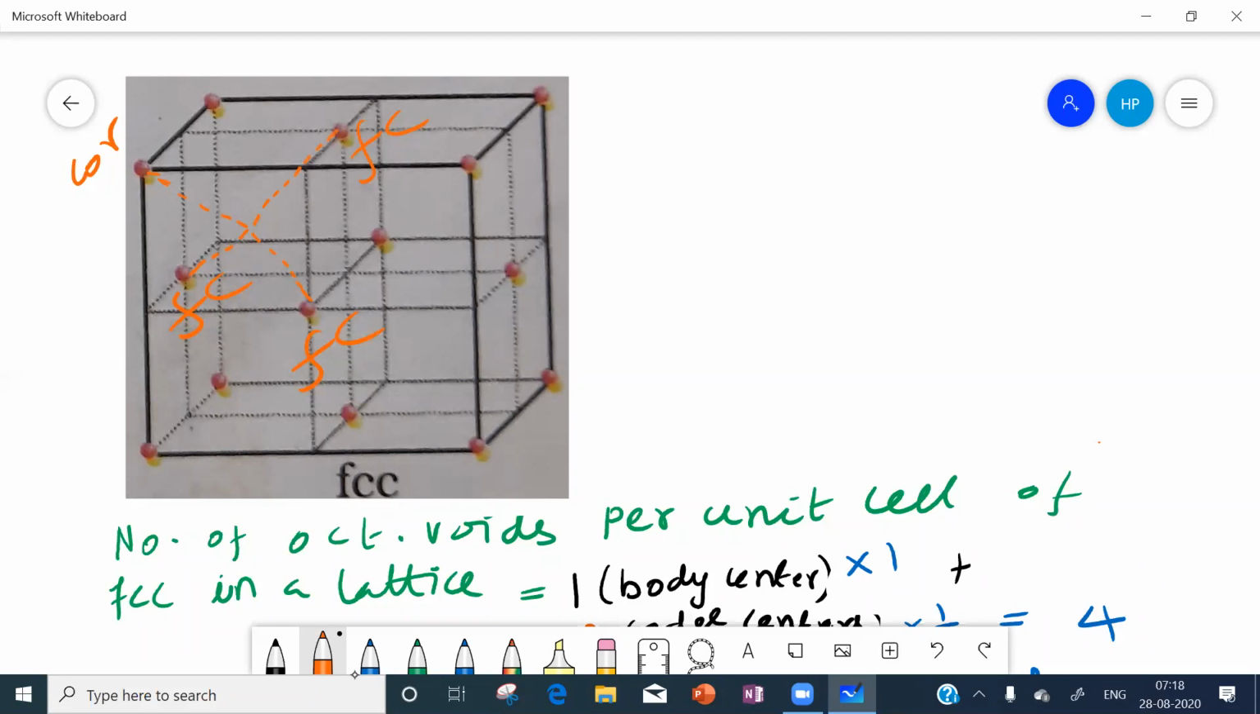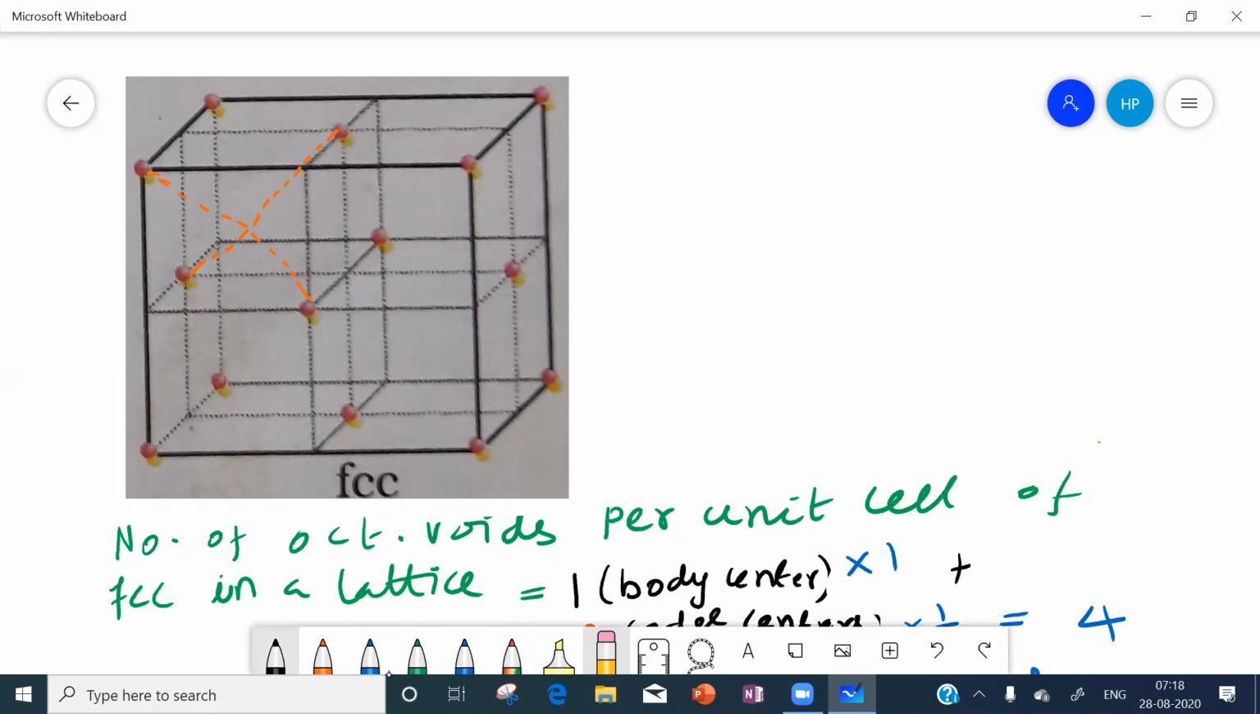Now you see, is it a tetrahedron? What is the shape of this one? What is the shape of this?